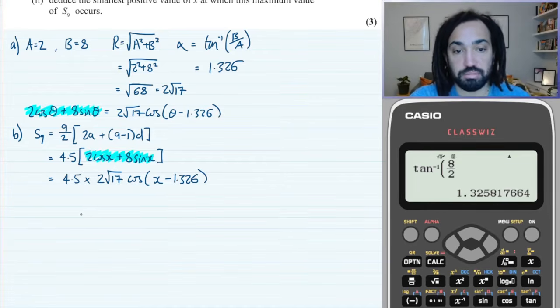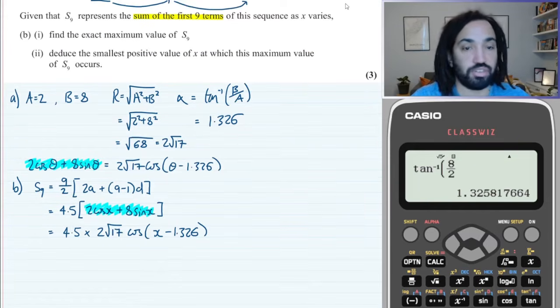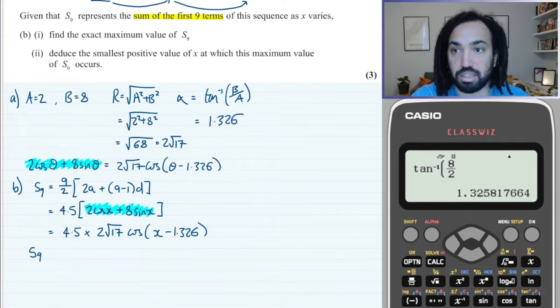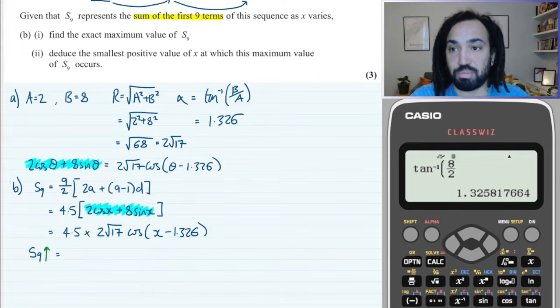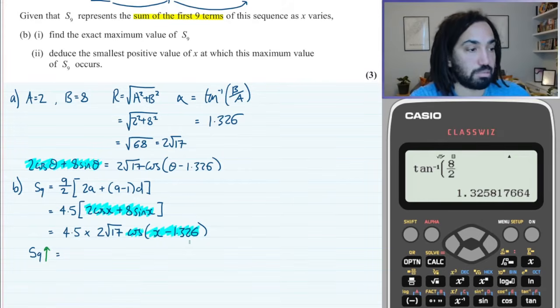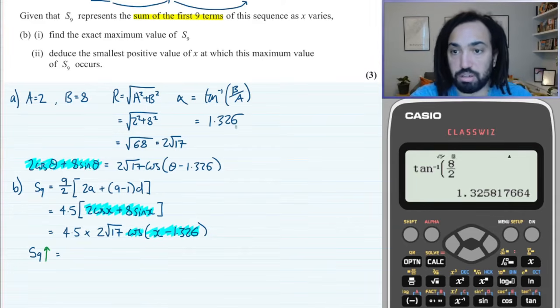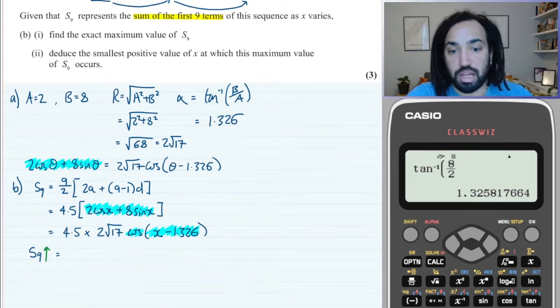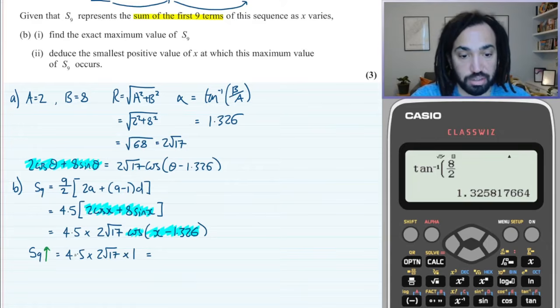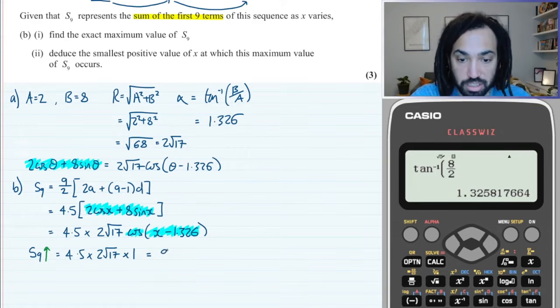Okay, and now let's actually see what the question says. It says find the exact maximum value of this. Okay, so if I want to maximize the sum of the first 9, if I want to maximize this function, then I need to think about the bit that varies. And the bit that varies is the cos of x minus 1.326. So to maximize that cos part, well, the maximum cos can be is 1. So the maximum this whole function can be is just when cos is 1. So this is the exact value. That's 4.5 times 2, which is just 9. So it's 9 root 17.